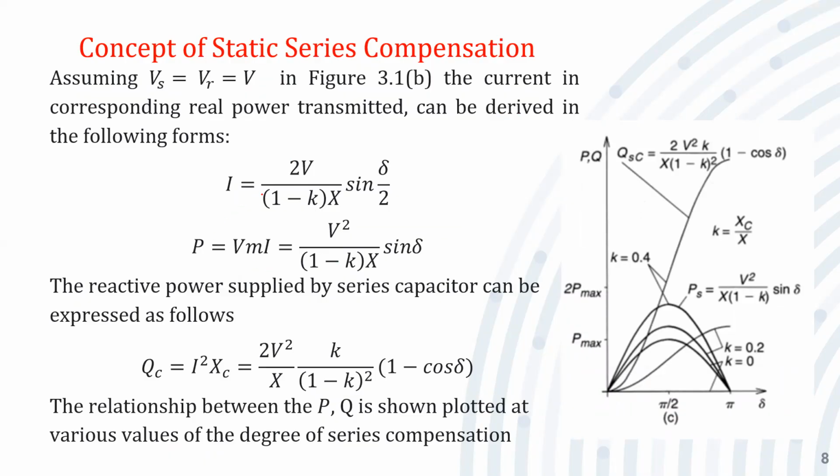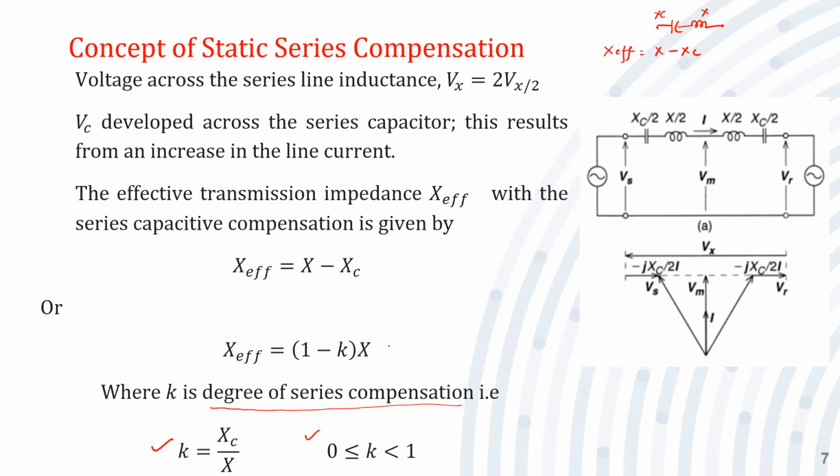Now, in the previous, we take one or two equations. From this vector diagram, one may write I is equal to Vs into sine delta by 2 divided by half of the reactance, that is, X effective divided by 2. We are writing Vs equal to Vr equal to Vm equal to V. So V upon (1 minus K) X divided by 2 into sine delta by 2. Finally, the value of current I is equal to twice V upon 1 minus K into X into sine delta by 2. This is the value of current.